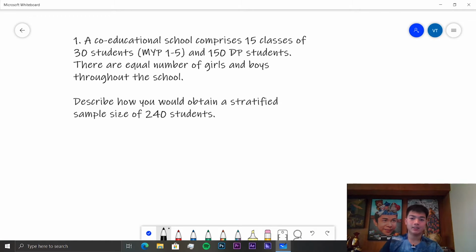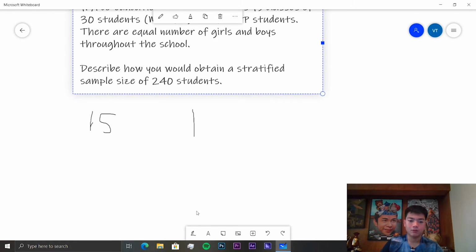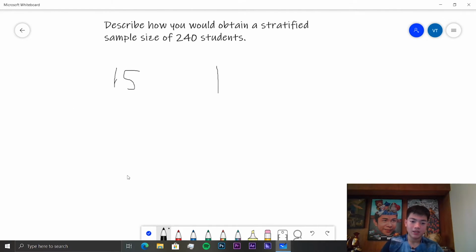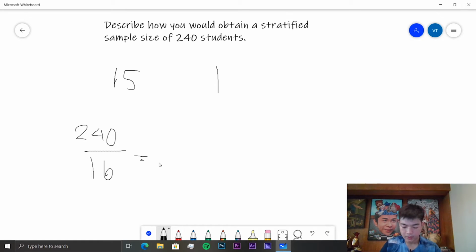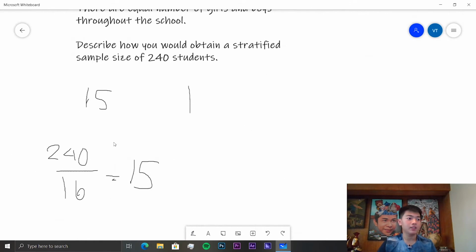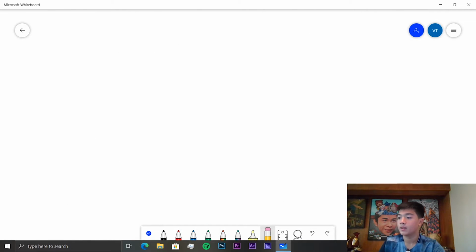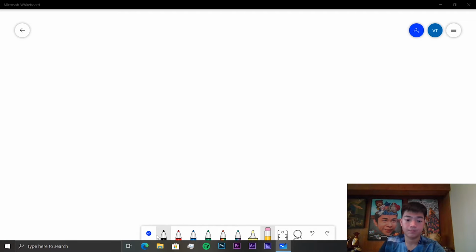So how would we go about this? We have 15 classes of 30 students, so that will be 15 groups, and then our last group will be the 150 DP students. To obtain a stratified sample size of 240, we need to divide 240 evenly among the 16 groups, and 240 divided by 16 is equal to 15. So we need to pick 15 students at random from each of the 15 classes, and we need to pick 15 students from the 150 DP students. So that's how we would do it. Okay, on to the next question.